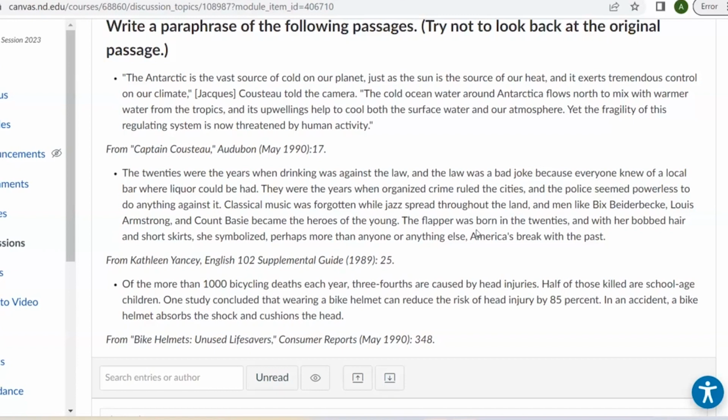So that's the task. Only three samples we have. Change whatever possible. And do not quote. We don't need to quote. That's not the task. So that's all for today.